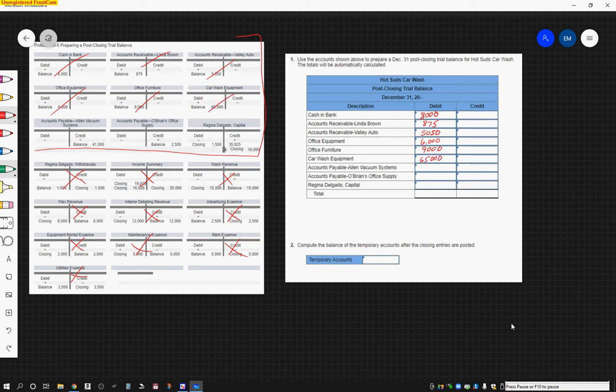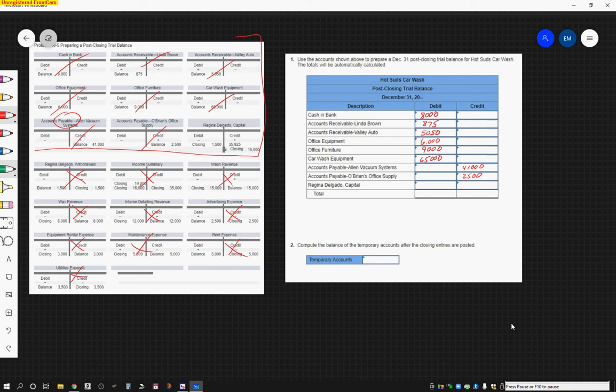Alright. Well, we have a payable. Payable normally has a credit balance. So this first one for vacuum systems is $41,000. And let's see. This payable again for Brian's office supplies is $2,500. And that leaves us with only the capital.